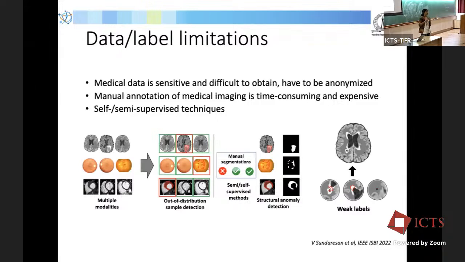So it's a big ask to ask clinicians to sit down and mark those regions because they're extremely busy people. So what can we do to overcome these limitations, overcome the need for manually labeled data? So for instance, I have shown here three modalities. One is brain imaging for tumor segmentation. The other is retinal imaging for macular degeneration segmentation. The third is cardiac MR imaging.